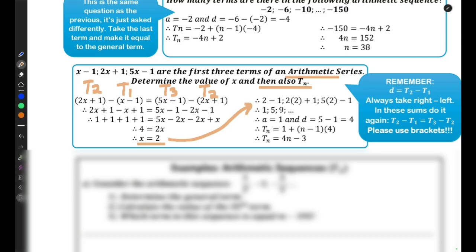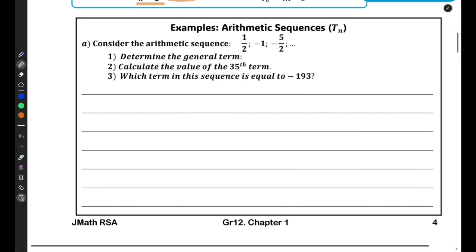I can't do sequence and series formulas and everything if there's so many x's and I can't see a pattern with the x's. So sub in to get a numerical pattern, and then you can use the formulas. Okay, let's practice a few.